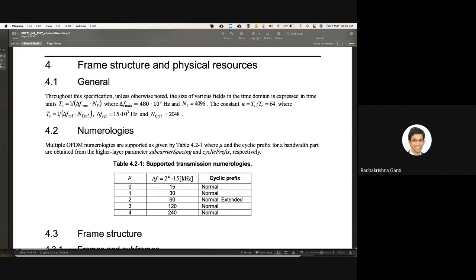You should always remember TC. TC always corresponds to 4096 subcarriers and 480 kilohertz, which is the highest subcarrier spacing in 5G NR. So theoretically, 5G NR can support up to 1.9 gigahertz. No, I'll take that back, but we will just keep TC as it is. Any questions on this?